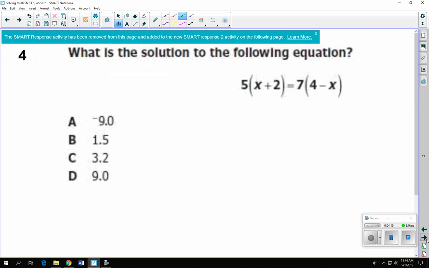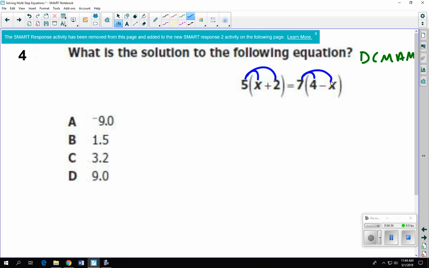In this equation, 5 times the quantity x plus 2 is equal to 7 times the quantity 4 minus x. I'm going to continue with my DCMAM. And I'm going to start off with distributing. I'm going to distribute this 5 to the x plus 2, and then I'm going to distribute the 7 on the other side to the 4 minus x. Because they are on different sides, this 5 does not get distributed to the 4 minus x.